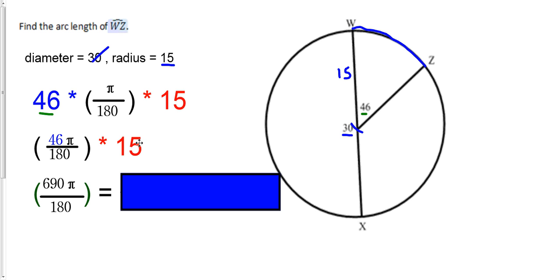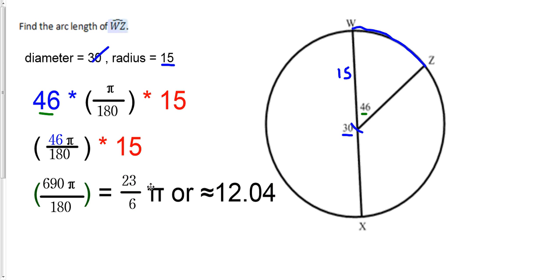On this one, it might be easier just to multiply everything onto your numerator first and then divide it by that denominator. So when we do that, we can simplify it down to either 23 over 6 times pi, and we can leave it in terms of pi, that's okay. Or, if you want to find more of an exact answer, it would come out to approximately 12.04. So this length here is about 12.04.